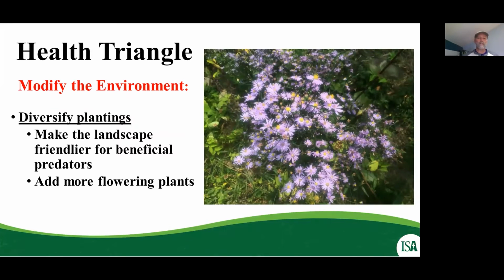But there's also a lot to be said for increasing the food sources and habitat and everything for beneficial predator insects that will keep the pests in check. So by adding more flowering plants, we're taking care of the pollinators and other beneficial insects, and things just are more interesting to look around at too with a diverse landscape.